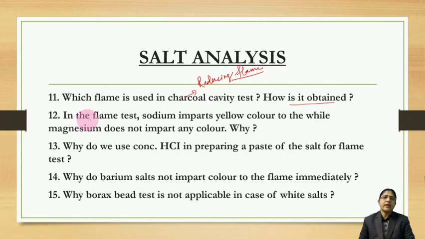Then question number 12, in a flame test, sodium imparts yellow color to the flame, while magnesium doesn't impart any color. That means in a flame test, sodium imparts yellow, also golden yellow color, while magnesium doesn't impart any color. Why? Because in the case of magnesium, the energy of the flame is unable to promote the electrons.